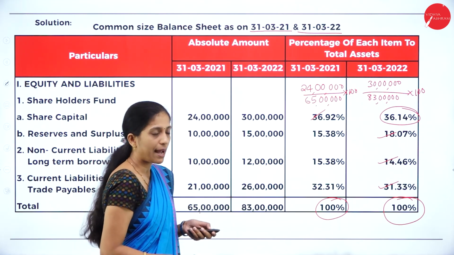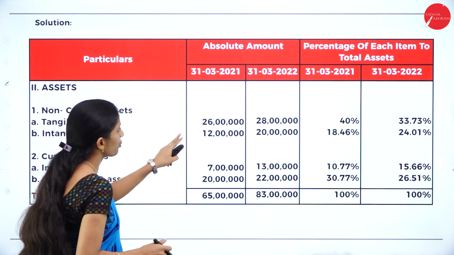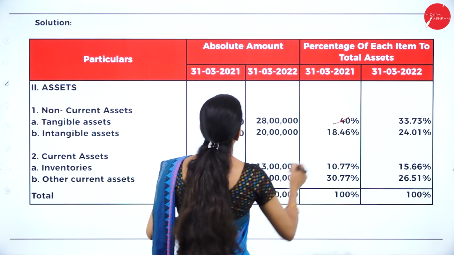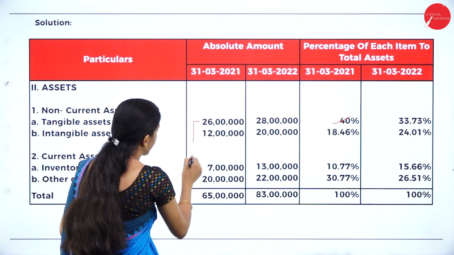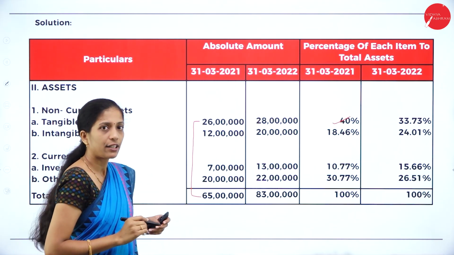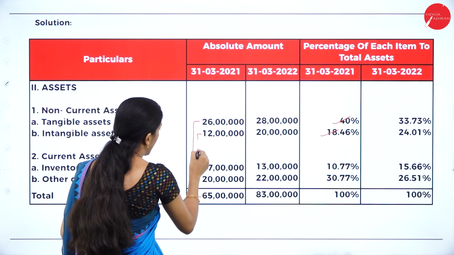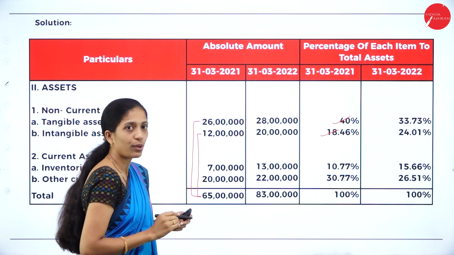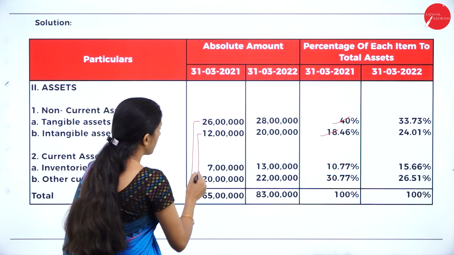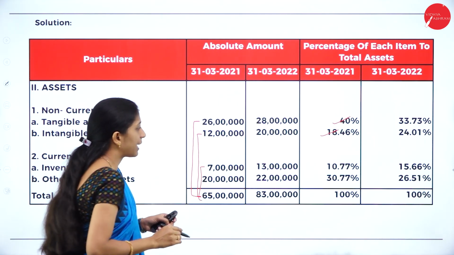Like that you will do for liabilities. In the same way for assets also. In order to get 40%, how do you take? 26 lakh divided by 65 lakh into 100. Next, in order to get 18.46, 12 lakh divided by 65 lakh into 100. Next for 10.77, 7 lakh divided by 65 lakh into 100.